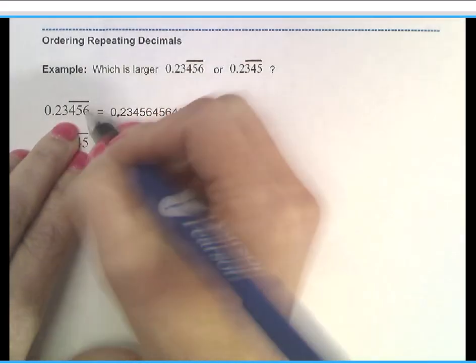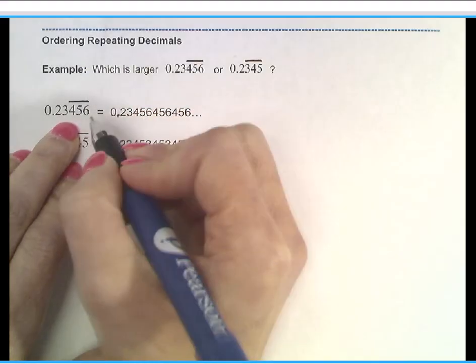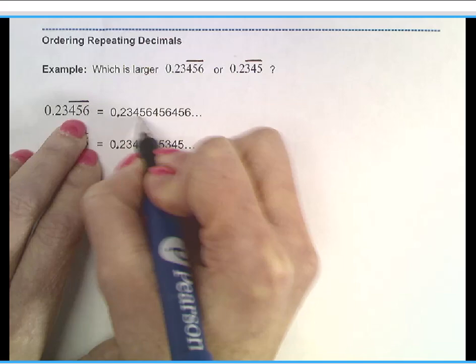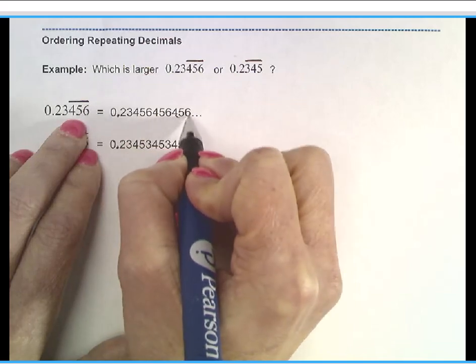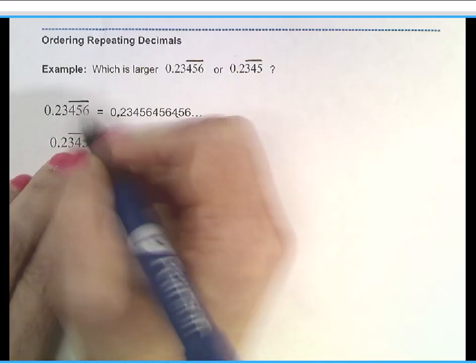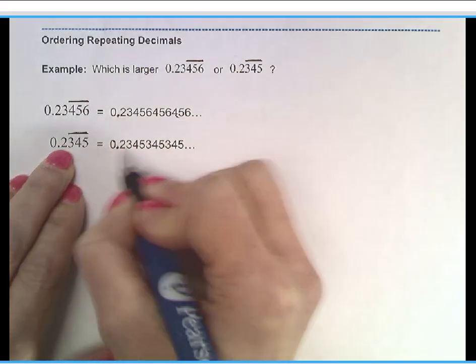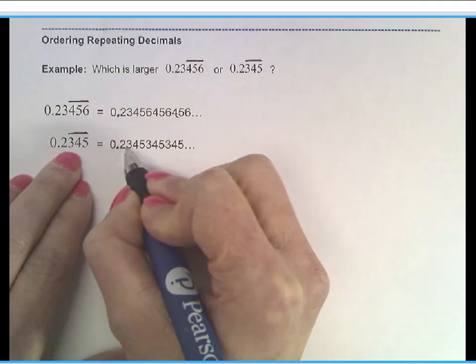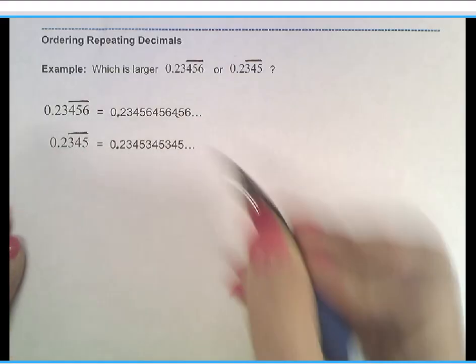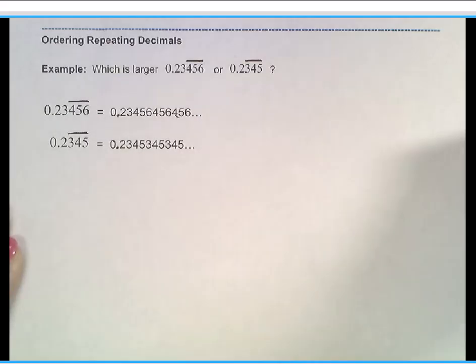So for the first number, where the 4, 5, 6 is what repeats, you can see I put 0.23 and then I did 4, 5, 6, 4, 5, 6, 4, 5, 6. You see how I made it repeat like 3 times? Then for the other number, what repeats is the 3, 4, 5. So 0.2, 3, 4, 5, 3, 4, 5, 3, 4, 5. You see how I wrote that one also 3 times? Just so we have more digits to compare.